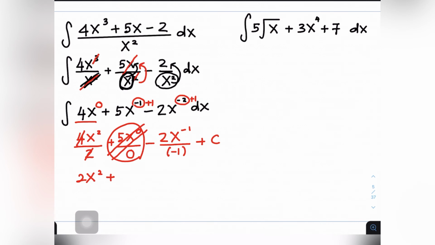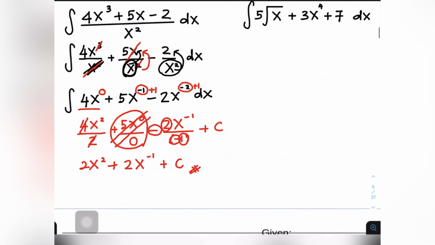So next term, the third term, is minus. You see you have minus here. You also have minus here. So minus and minus will become plus. 2 divided by 1, you still have 2x to the power of negative 1 plus c. So this one is your equation after the process of integration.